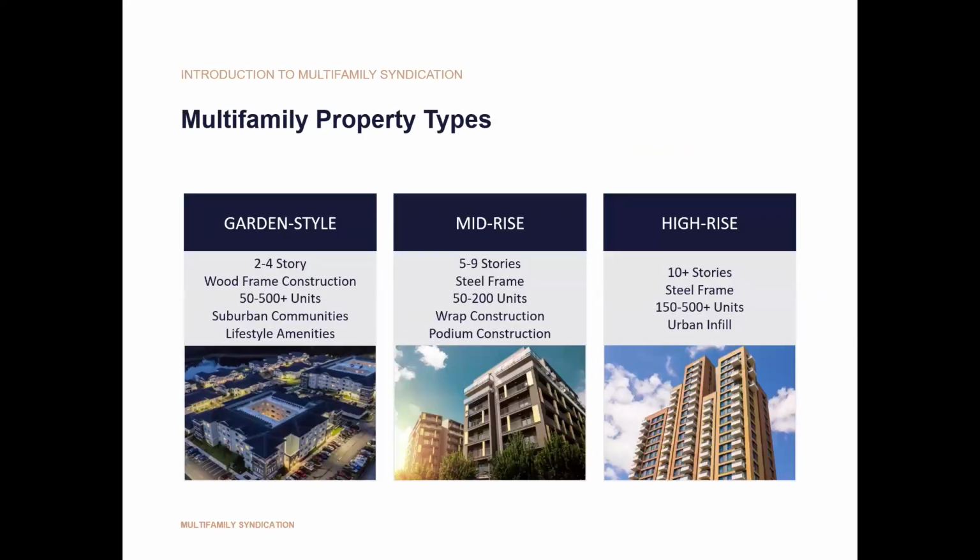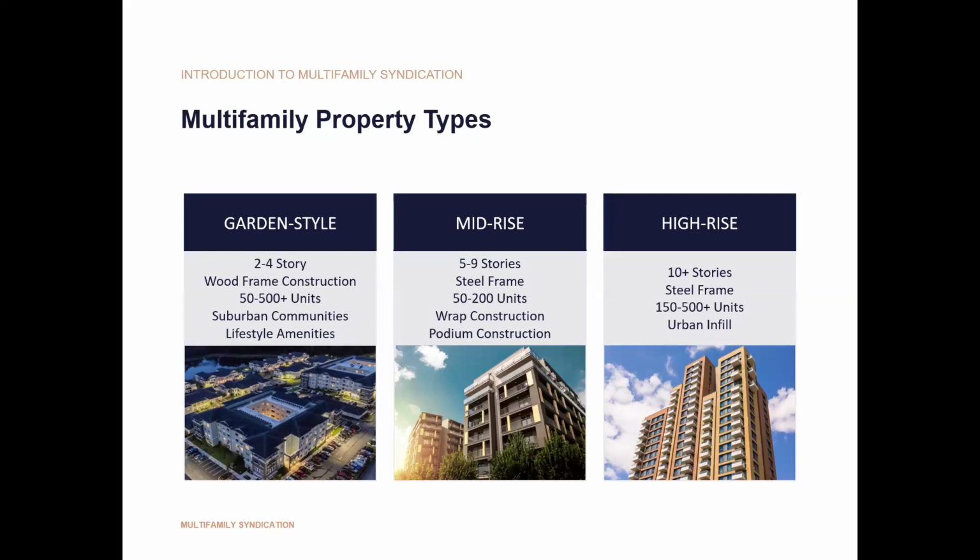These are some of the main property types. We focus a lot of our attention on garden style apartments. You've seen these on our site. You've seen us invest into these. These are your 2 to 4 story buildings. They can be wood frame construction. They can also be CVS. These are just guidelines, not hard and fast rules for any one of these categories.